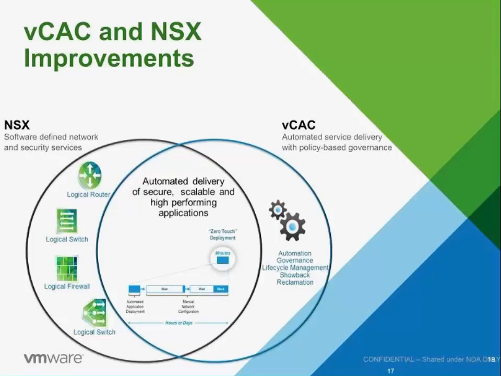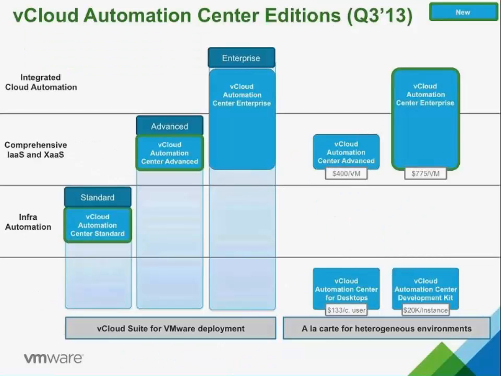So we know it's cool. We know how to position it. How do you sell it? So vCloud Automation Center is available both a la carte and also inside of bundles. So it's available in standard, advanced, and enterprise. Keep in mind that inside of advanced is where you're going to get things like the approval and reclamation and all of that.